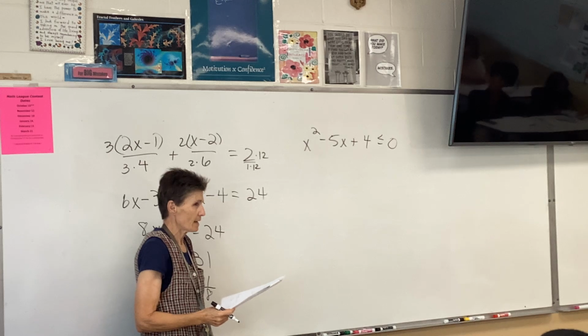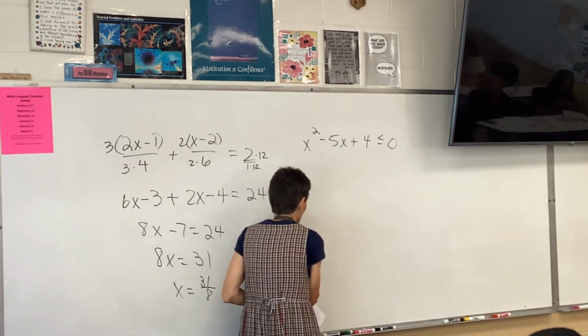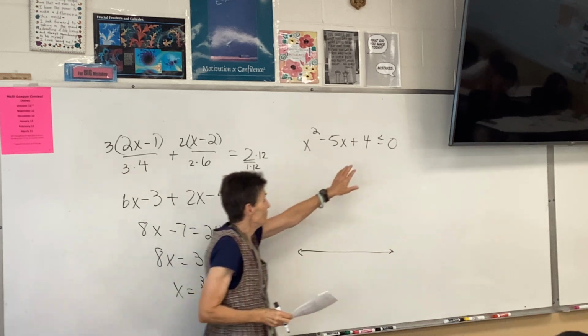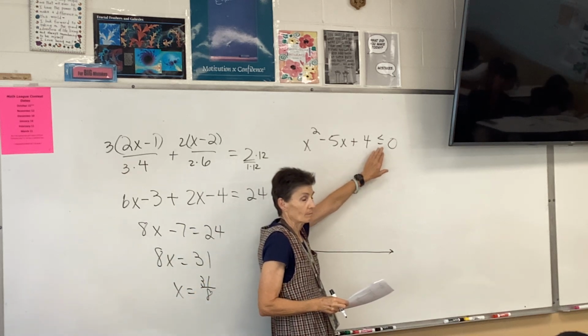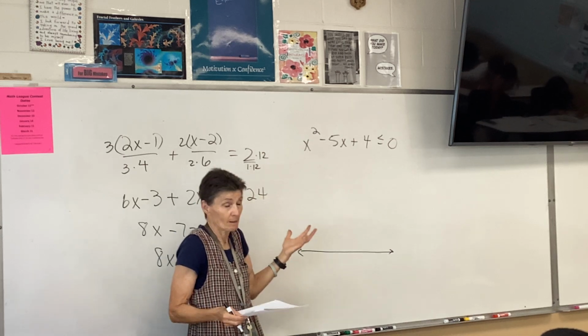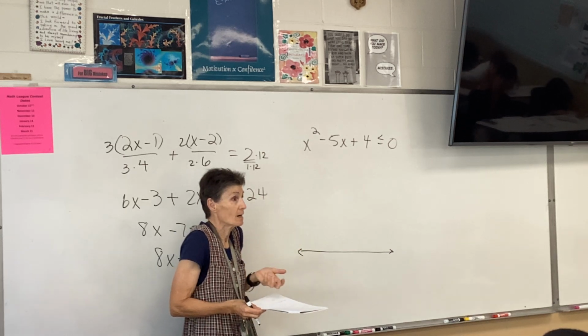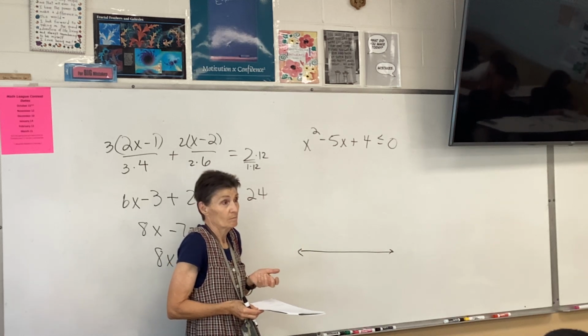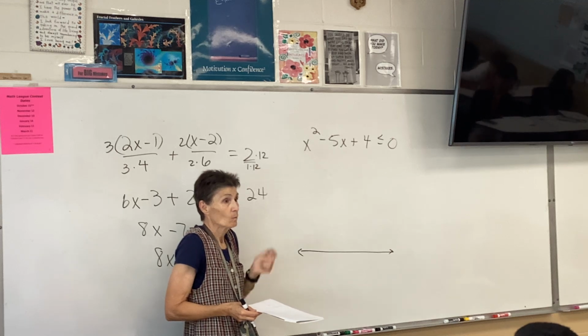Now, do you see that inequality there? That's my clue that at some point I'm going to need a number line. This means number line. Okay? Obviously, I need some dots on my number line. So how am I going to get the dots this time? What am I going to do?